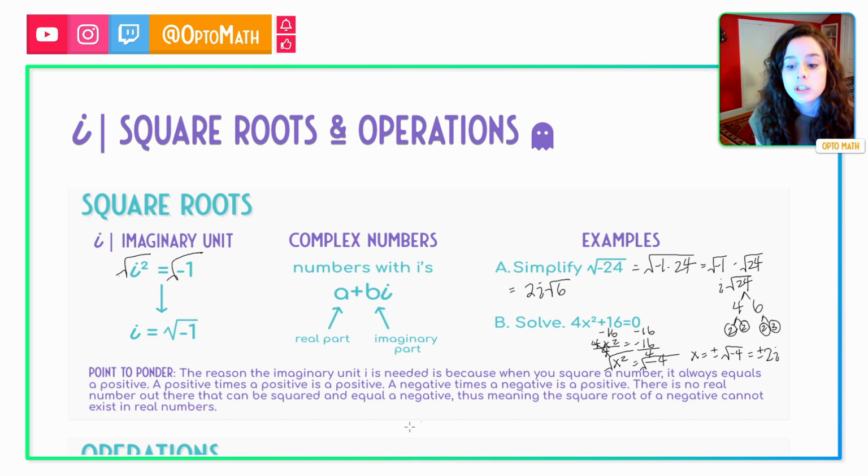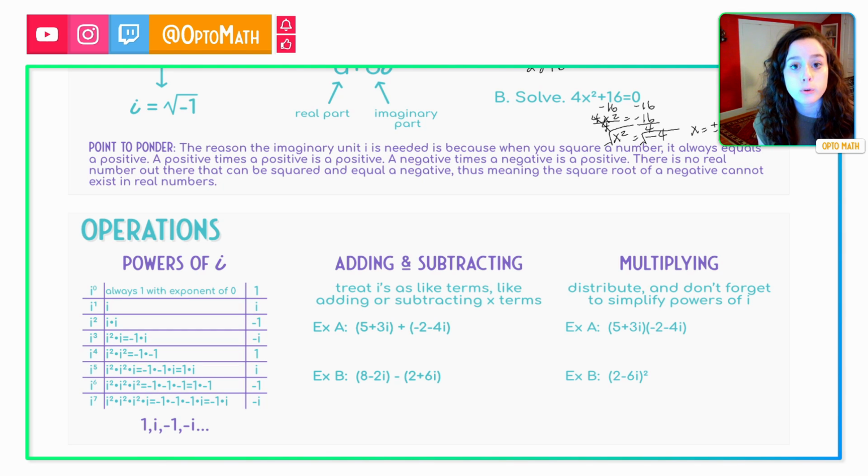Our point to ponder just kind of talks about the reasoning that we need anything such as the imaginary unit I. So the reason it's been created is because when you square any number, it has to be positive, because a negative times a negative is a positive, and of course a positive times a positive is a positive. So there's no way that you can square a number and get to a negative. Therefore, whenever you do like we did at the beginning and take the square root of both sides, you cannot get to a negative number underneath your radical for any real number that you're squaring. So that's why we had to create something to represent that situation, and that's why I was created as our imaginary unit. Next, let's look at some operations.